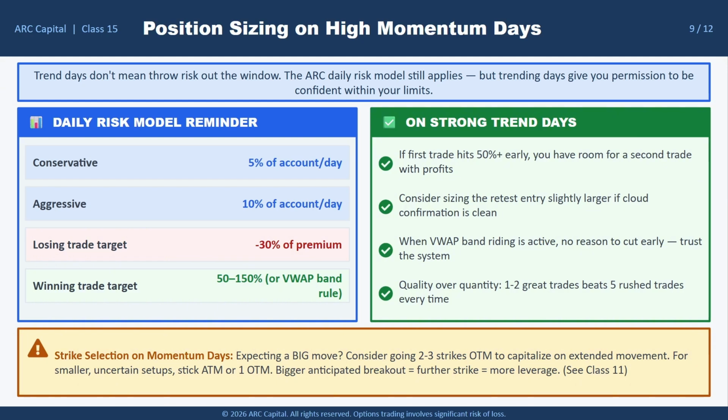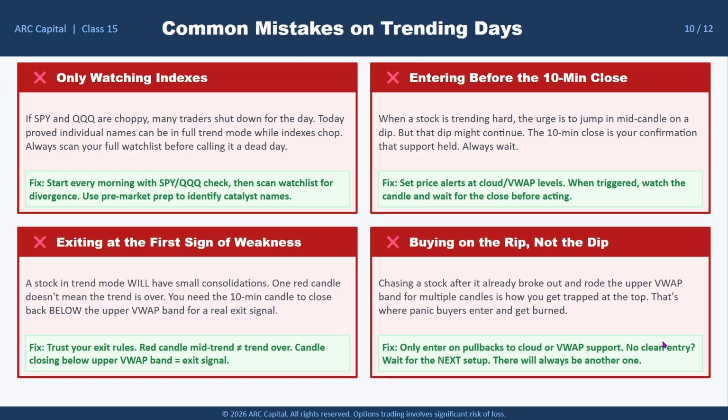So sizing these to your account size as well is very helpful. Let's say you're anticipating a bigger breakout, that equals further out strikes, which equals more leverage. Going back to class 11, right? You can buy more contracts at a cheaper premium if you can anticipate a bigger move. So going forward here, you want to go over the common mistakes on trendy days.